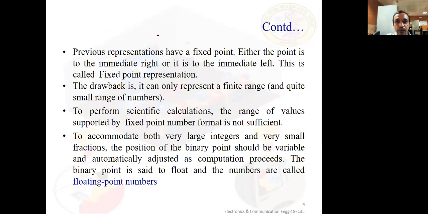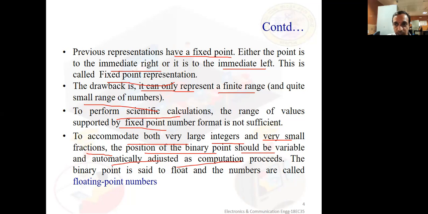Okay. So the fixed point is either to the immediate right of the LSB or to the immediate left of the MSB. The drawback is it can only represent a finite range, and that range is a very small number. But for scientific calculations, the range of values should be more, and the range supported by fixed point format is insufficient. So to accommodate very large integers as well as very small fractions, the position of the binary point should be variable, and it should be automatically adjusted as the computation proceeds. So this is called a floating point representation.